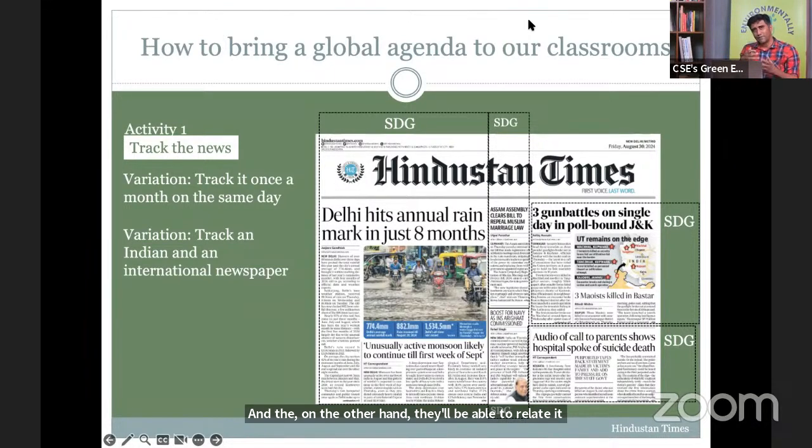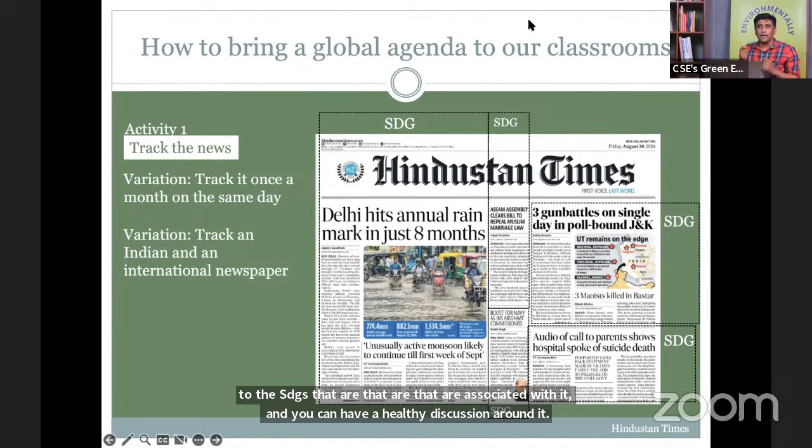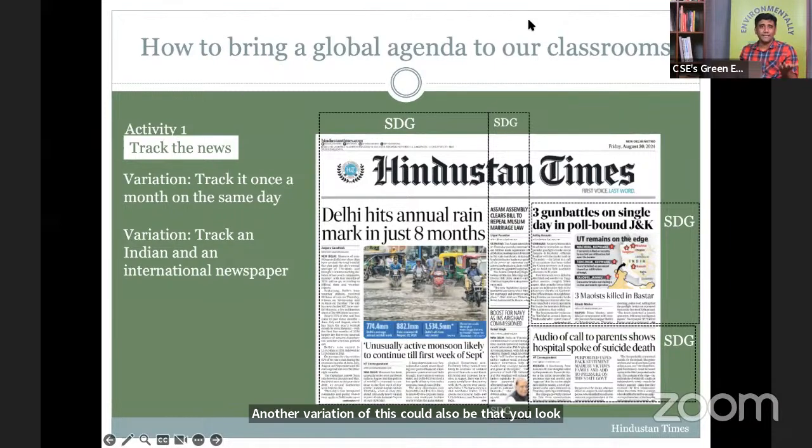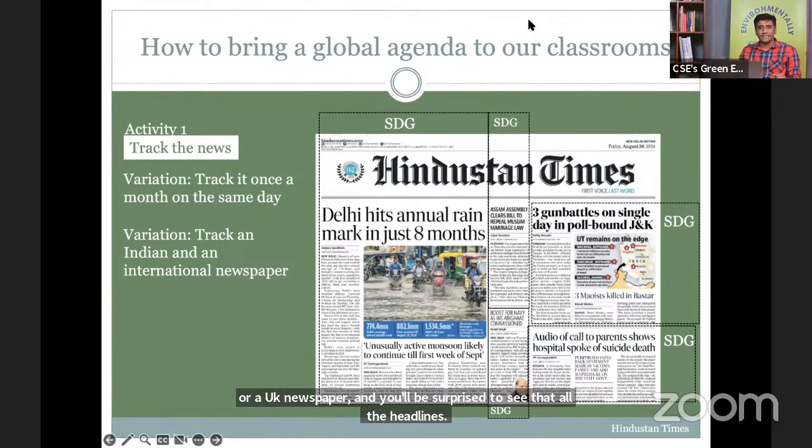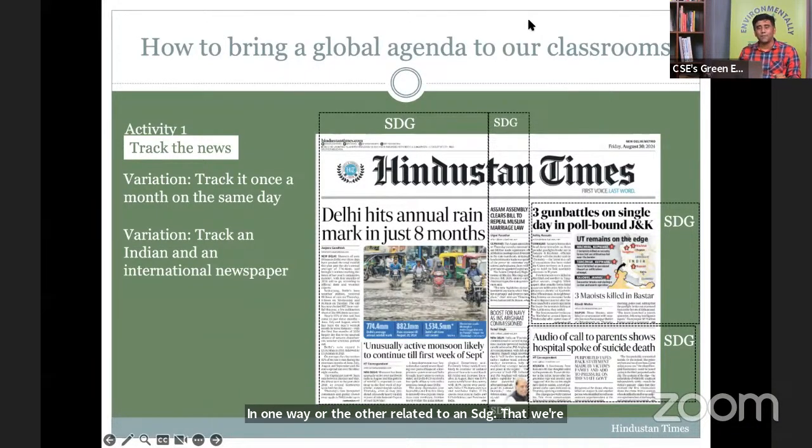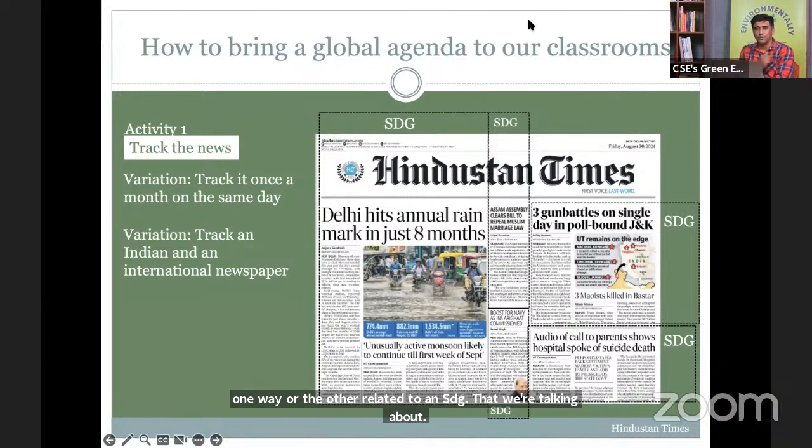Another variation of this could also be that you look at international newspapers along with Indian newspapers. So you're getting basically a different perspective of what is happening in the world around us. And in that, you can have different gradations, like you can pick up an African newspaper, a US newspaper or a UK newspaper, and you'll be surprised to see that all the headlines are in one way or the other related to an SDG that we're talking about. So this can be a clear-cut activity that you can do in your classroom.